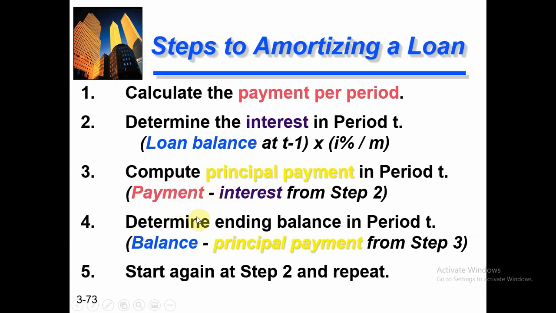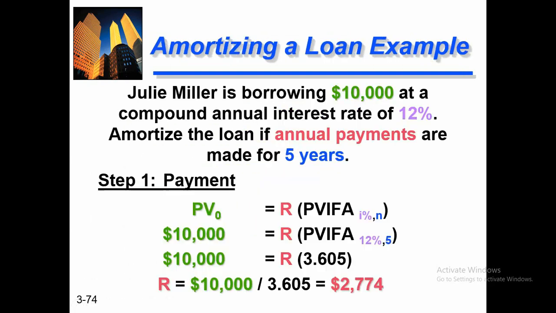In the fourth step, we determine the ending balance in period T. After that, we start again at step 2 and repeat. We will do all these steps practically in the next slide, so we will learn how to calculate the amortization of a loan.